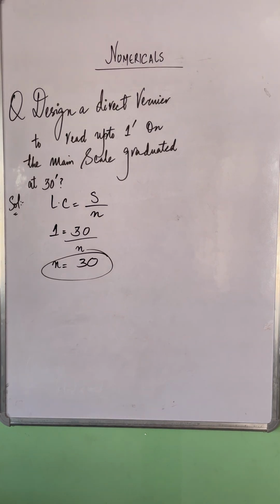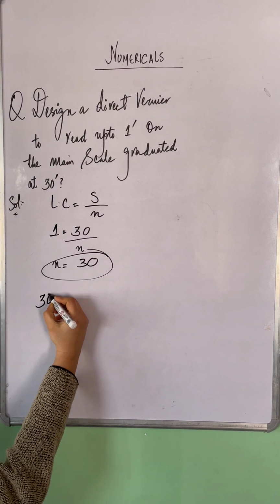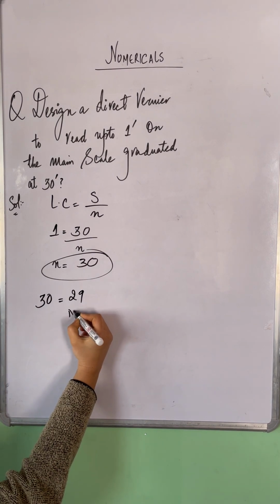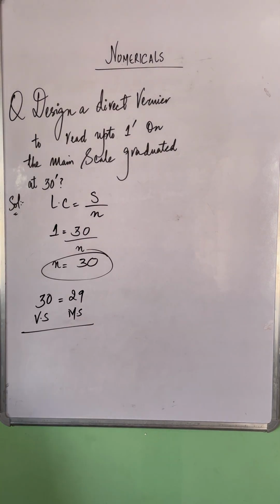In this case, 30 divisions of the vernier scale will be equal to 29 divisions on the main scale. This will be a direct vernier for this case, in which 30 vernier divisions will correspond to 29 divisions on the main scale. Let's do the next question.